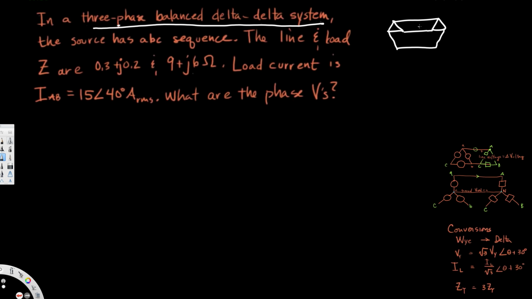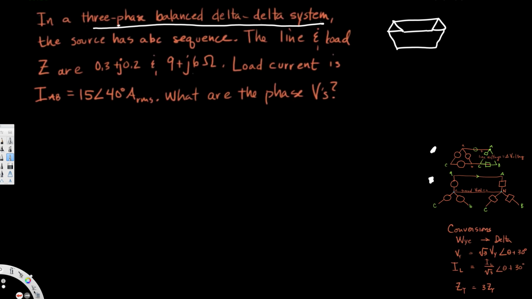So what we have to do is convert this into a Y system. When we have something in Y, we convert it into delta, but here we are going to do the opposite. Since we are converting from delta to Y, we have to think in the opposite way. Now let's draw the Y circuit for this one. This is delta and this is Y.